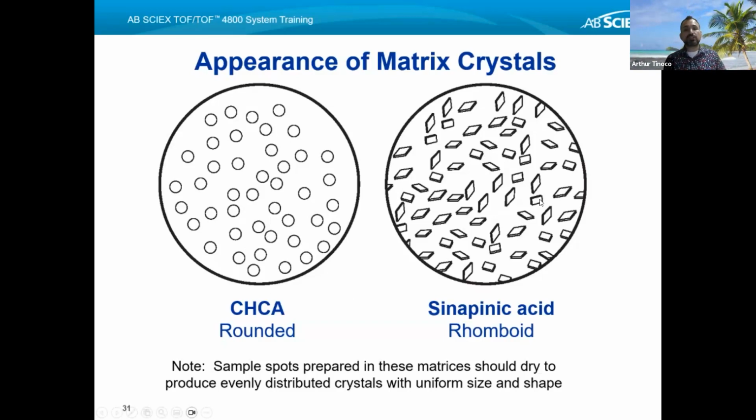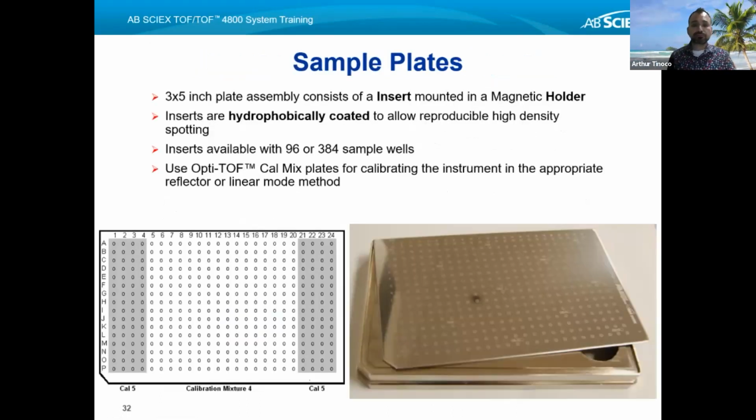On the right is the representation of the crystallization of sinapinic acid, and it definitely has a different crystallization, so you see something that looks like this. Again, the same criteria: if you see that, you know that you did a good job in terms of the preparation of your matrix. All right, so now what we're looking at here is a visual of the sample plate.